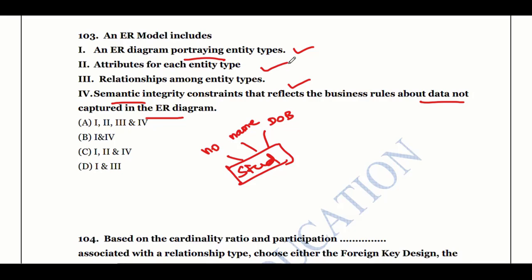Actually, semantic integrity constraint means, if I am saying that number is a primary key, I am checking it, and I am also underlining that, so it indicates that it's a primary key. So whenever I give a repetition of a value, that is not accepted. By seeing this diagram itself, we can know that number is a primary key. You cannot give a repeated value. So semantic integrity constraints reflect the business rules, the rules of the student database, about data not captured in the ER diagram.